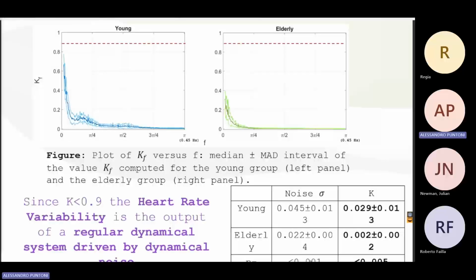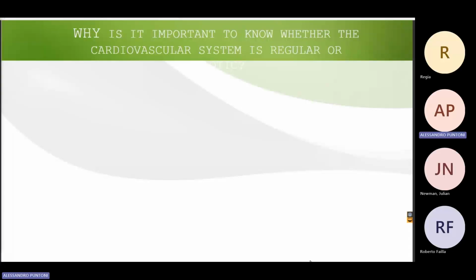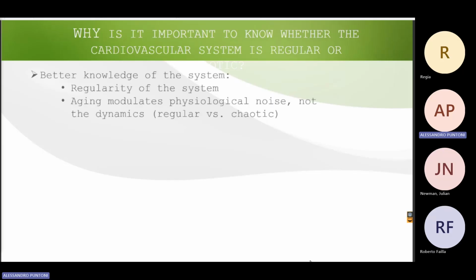Okay, so we answered the initial question. And maybe you're asking, why? Why is it so important to know whether the cardiovascular system is regular or chaotic? Well, there are several reasons. The first one is that we want to get a better knowledge of the system.